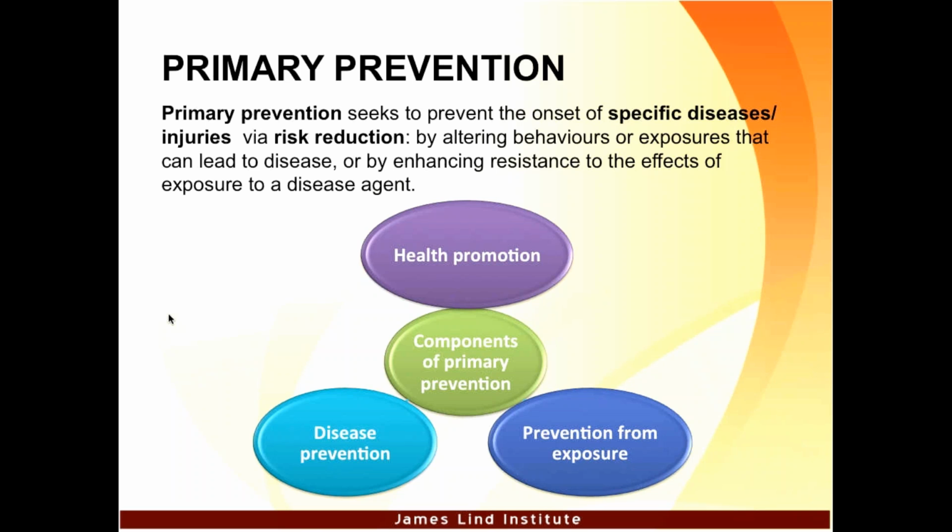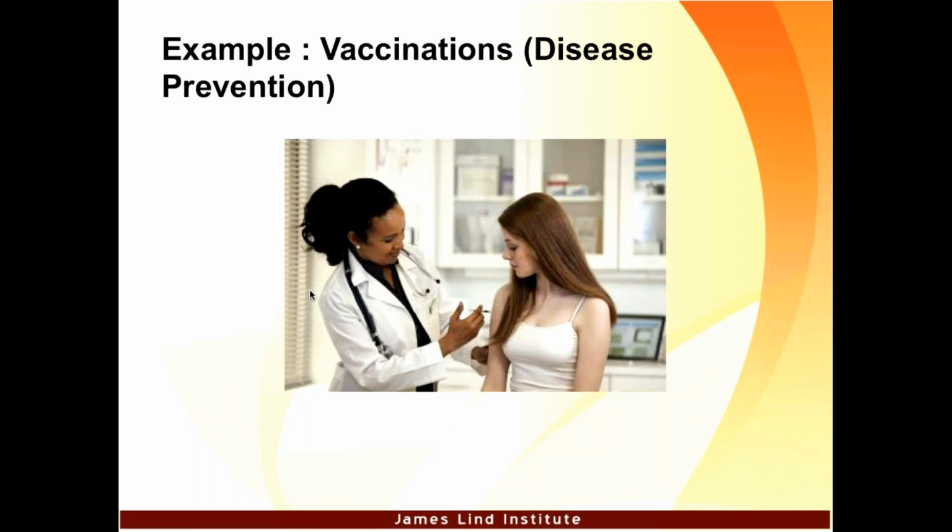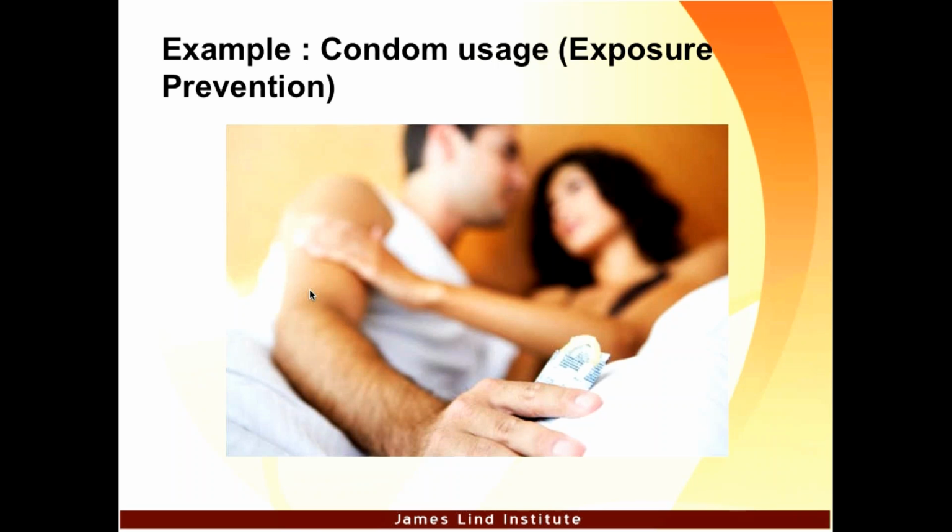There's health promotion, prevention from exposure, and disease prevention. Let's have a look at a few examples of that. Vaccinations would be preventing the disease, because when you're exposed to the infectious agent, the vaccination will give you immunity so that you can resist the disease. An example of exposure prevention would be condom usage in the case of HIV. You're not preventing the person from being exposed to the virus, but you're preventing that virus from entering their body. So they're being exposed to it, but they're not being infected by it.